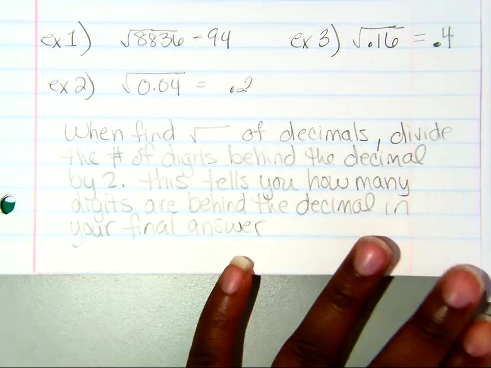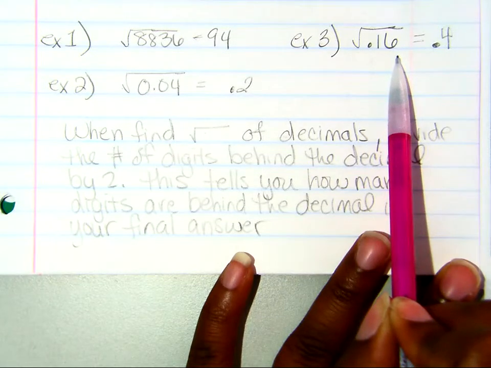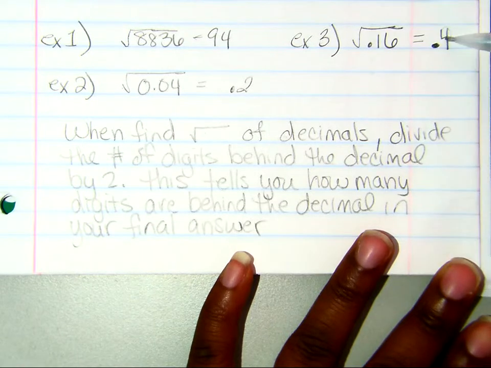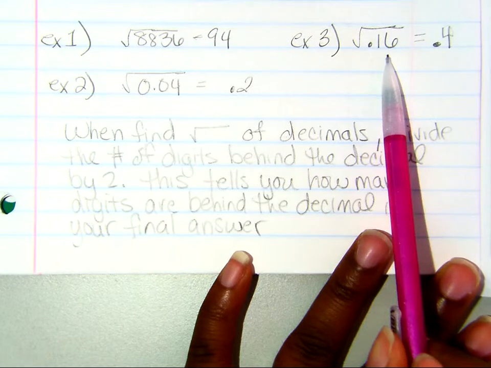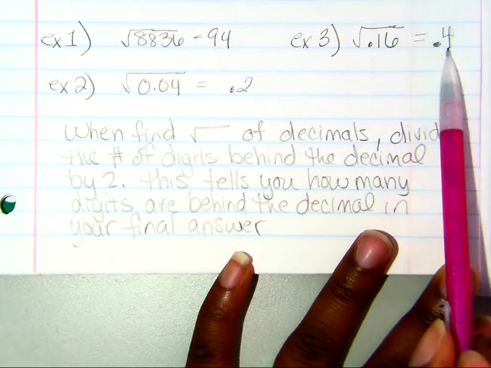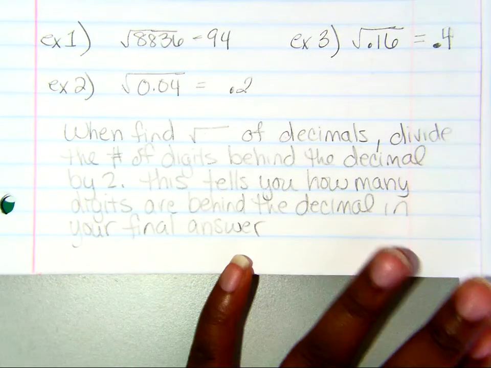Let's try this one more time. I have 16 here. That's a number I recognize. I look here and find that the square root of 16 is 4. So I put a 4 here, but I know I need a decimal. There's 2 digits behind the decimal, so I divide that number by 2. 2 divided by 2 is 1. So I know I only need 1 digit behind the decimal. Okay?